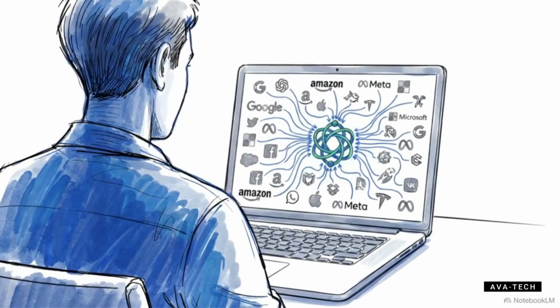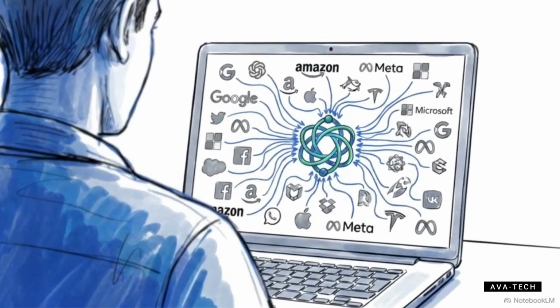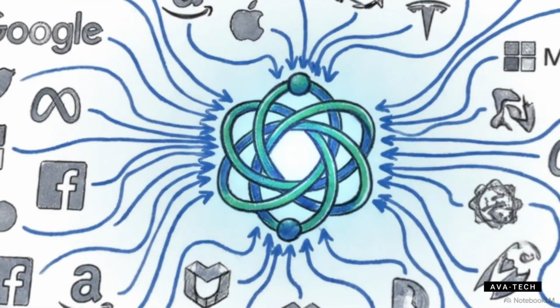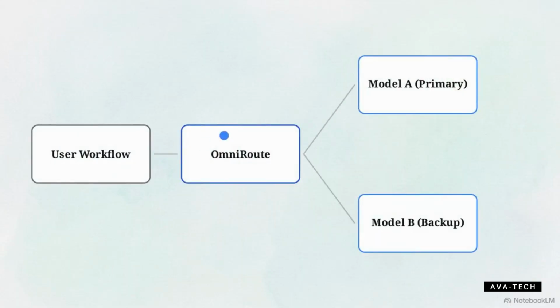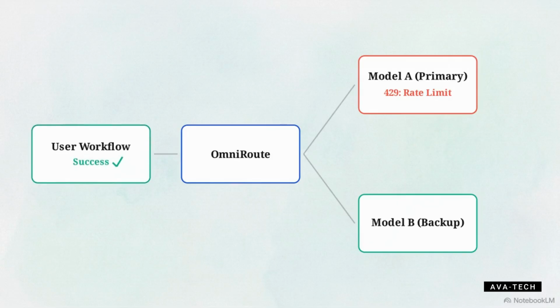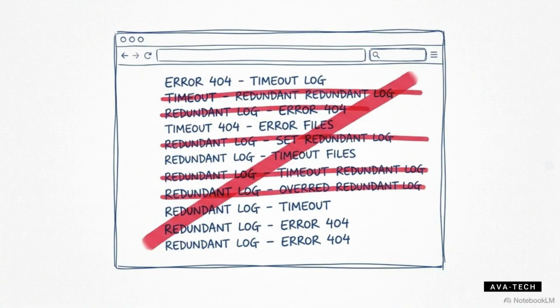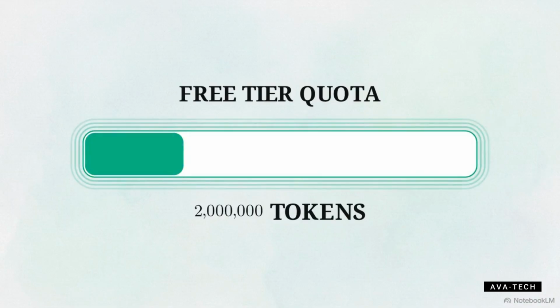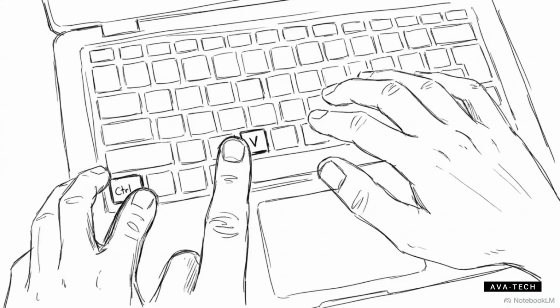Right now, you can route over 200 free AI models through one single address, running entirely on your own computer. When one model runs out of free credits, the system doesn't throw an error. It instantly hands the prompt to a backup model, and your workflow keeps moving. It also features a token compression tool that automatically strips out repetitive junk data from your prompts, stretching your free tier limits even further. You can set this entire architecture up right now with basic copy and paste.